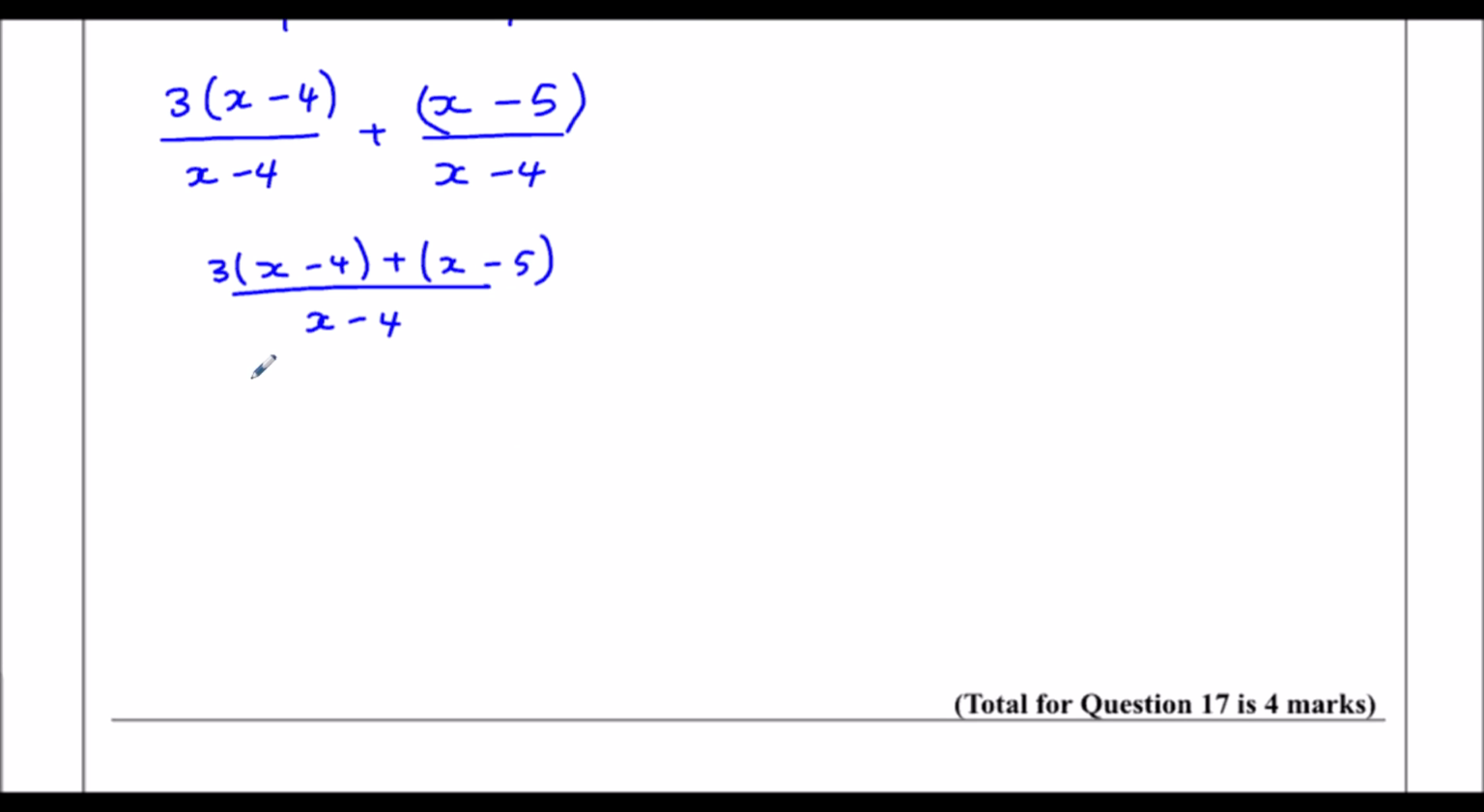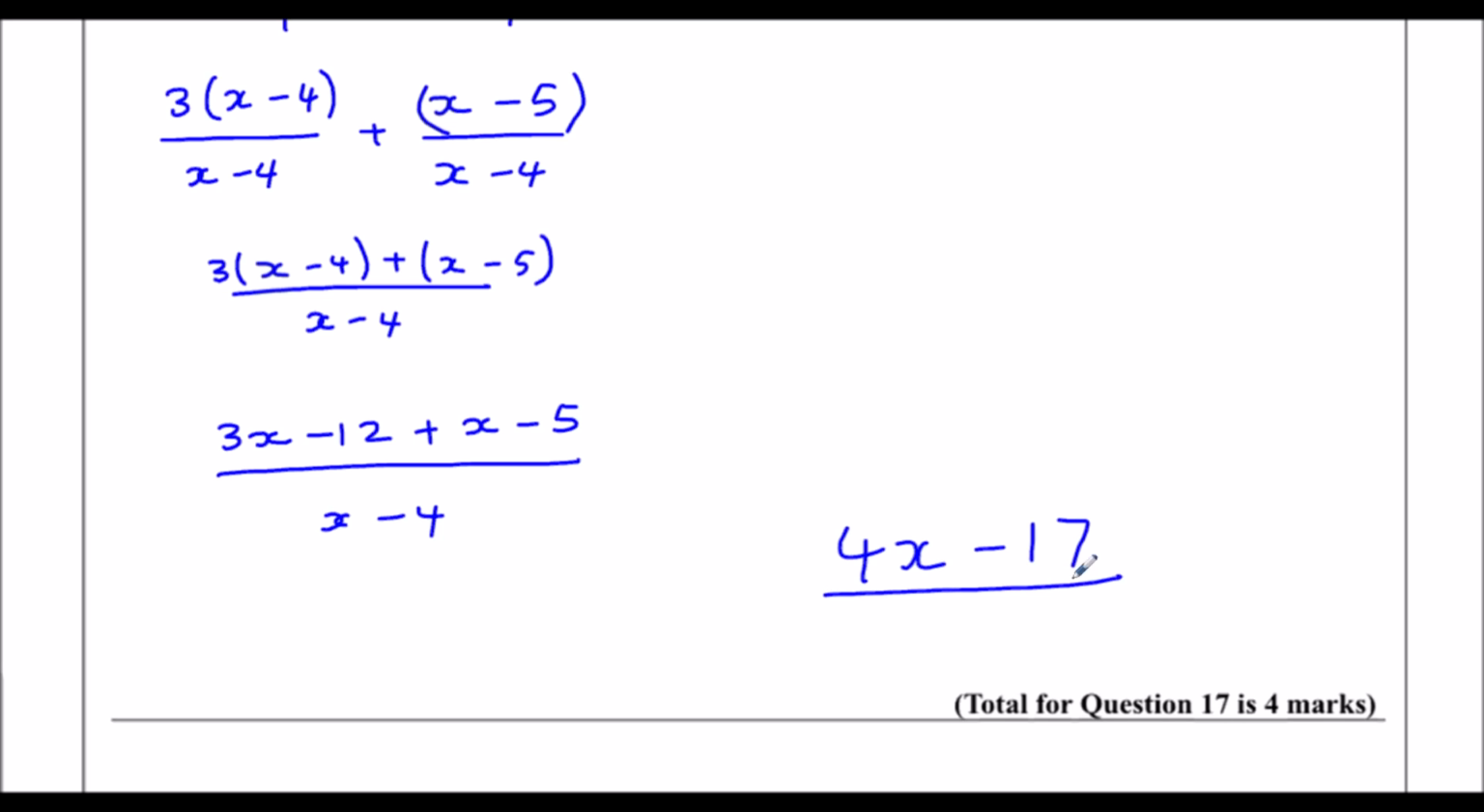I'm going to expand these brackets. So 3x minus 12. And then this is timesing by 1, it's just going to stay the same. Plus x minus 5 over x minus 4. And finally, collecting the like terms on the top, 3x and 1x make 4x. Negative 12 take away 5 is negative 17 over x minus 4. That's my answer.